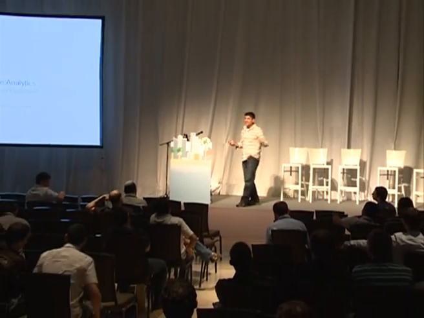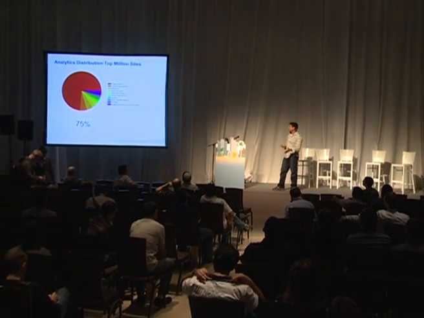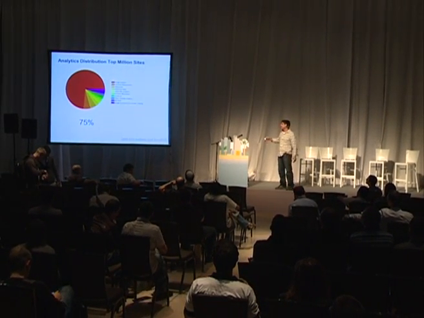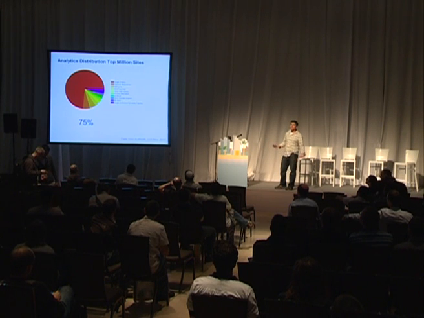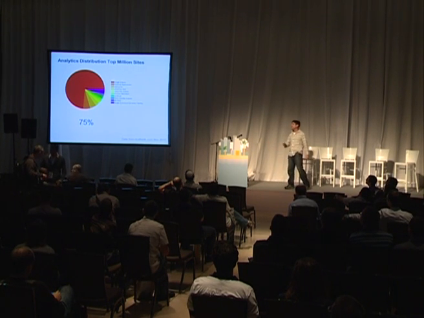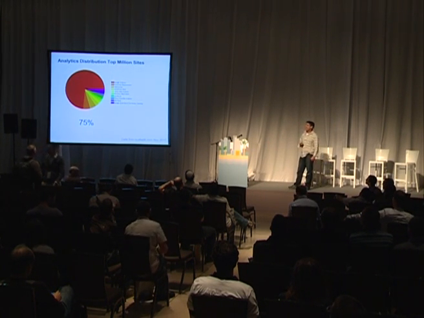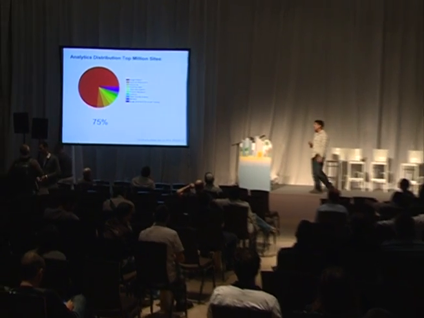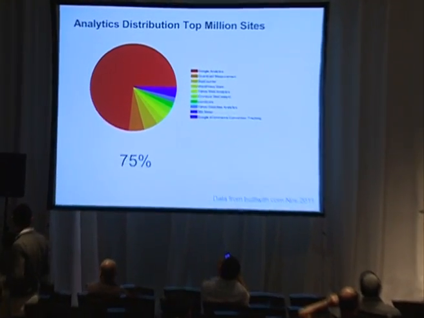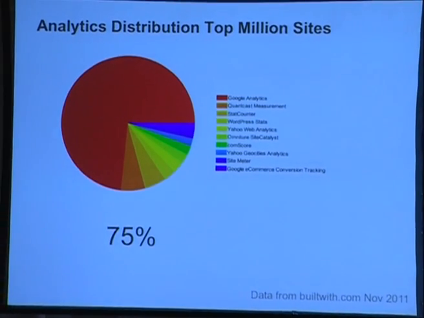How many people here use Google Analytics today? All right. We actually don't share numbers of how many people use the product, so I had to go to a third-party site called builtwith.com. They show you different sites and the technology they use. According to them, Google Analytics is on 75% of the top 1,000,000 websites in the world. So you're not alone.